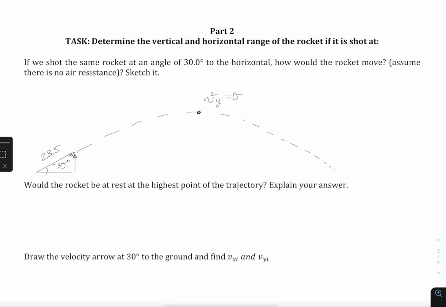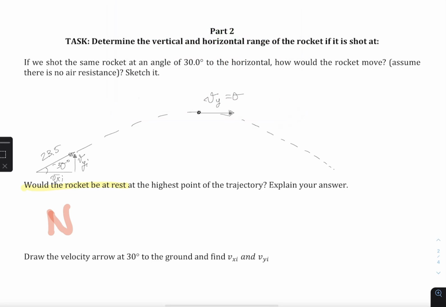So remember, we can say this is Vy initial and this is Vx. You're welcome to say it's initial, or you're welcome just to say it's Vx, because remember, in projectile motion, we assume there's no air resistance, therefore there's no change to Vx. So at the top, it's still going to be, so then the question, would the rocket be at rest?